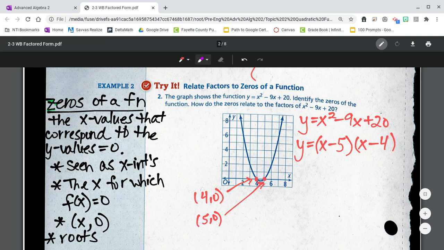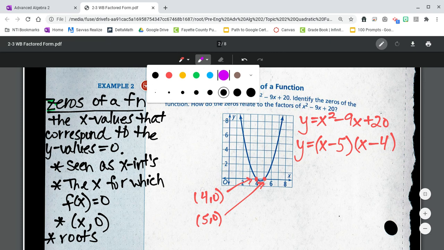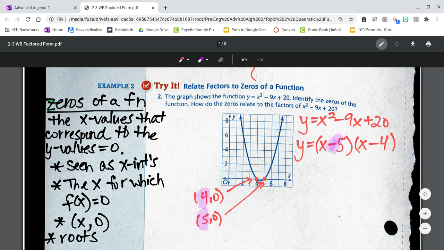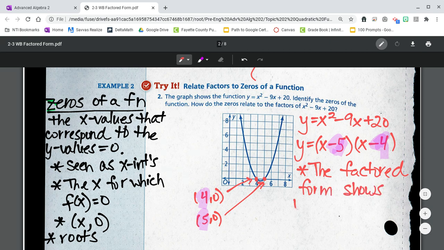Okay, so if you look there at the factored form, and then you look at the intercepts, notice you see something really similar, right? You see a 4 and a minus 4 and a 5 and a minus 5. Well, the factored form shows you the x-intercepts. So that's why the factored form is helpful. The factored form shows you the x-intercepts or the roots. Same thing.